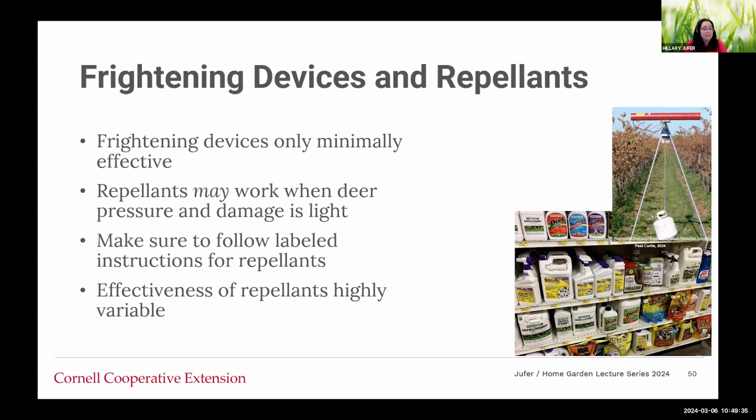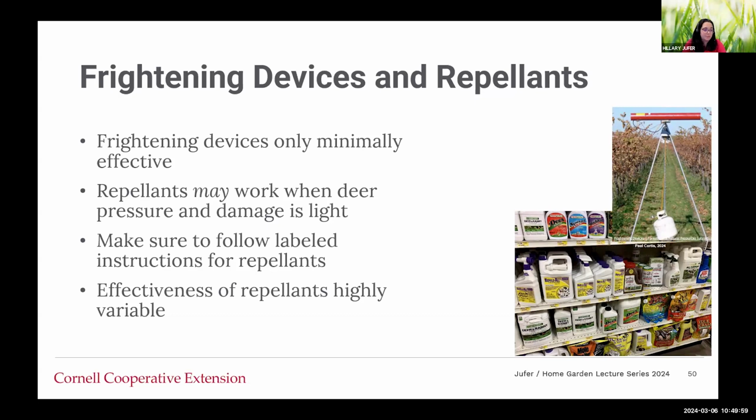The best repellents are putrescent egg, whole egg solids. They found that these work very well when researched. You've also probably heard of things like human hair and soap, but they do not show effectiveness when tested. So you're going to want to make sure you follow the labeled instructions for repellents.